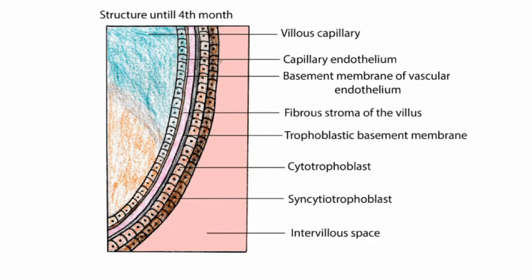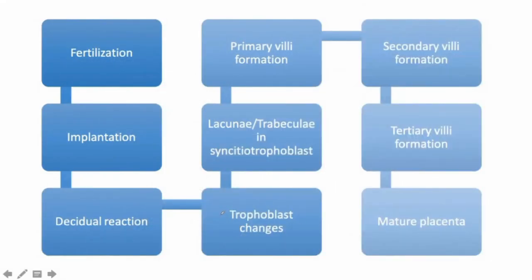Within the layer of syncytiotrophoblast, later there is formation of the lacunae and the trabeculae, which separate the lacunae. So this further structure leads to development of the chorion and the chorionic villi. So what are the trophoblastic changes? We have syncytio and cytotrophoblastic development, followed by formation of the lacunae and trabeculae inside the syncytiotrophoblast. The next step for discussion is formation of the chorionic villi.